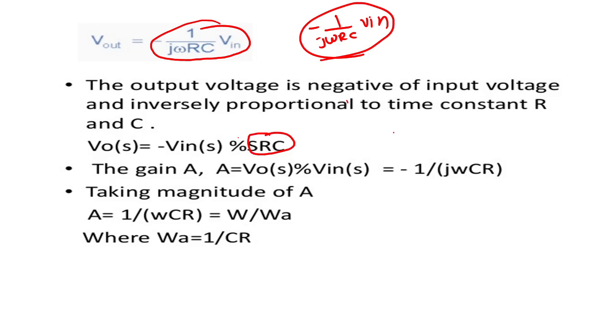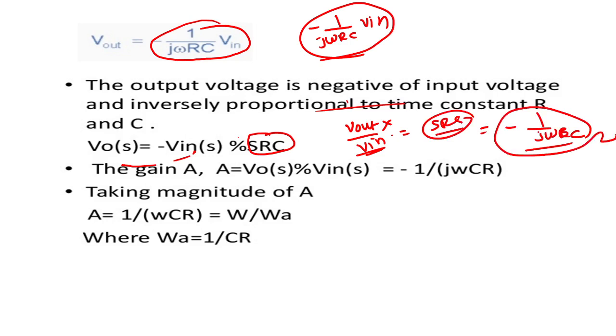The gain is nothing but V out divided by V in. That is my gain. If I shift V in to this side, we get V out divided by V in equal to 1 by SRC, and this is given by minus j omega RC.